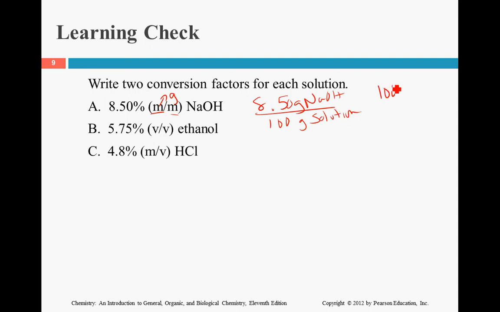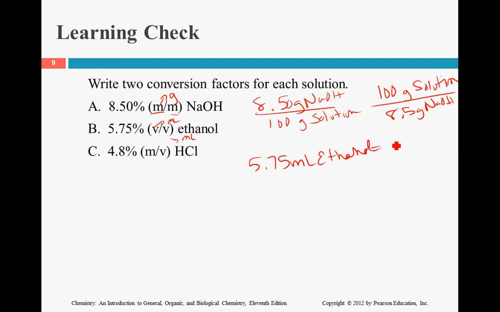Or we could write it the other way around. For every 100 grams of solution, we're going to have 8.5 grams of NaOH. That's what they mean by having 2 conversion factors. Volume is in milliliters. So both of these are going to be in milliliters. So that means 5.75 milliliters of ethanol for every 100 milliliters of solution.